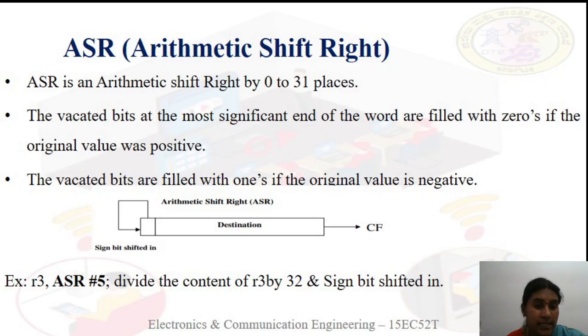That is indicated by this diagram. You have to shift this to the right. The bit 0 is moved to the carry, and bit 31 is moved to the next bit, that is bit 30. Bit 31 is nothing but the sign bit. Whatever sign bit you had earlier is moved continuously like this. Consider this example, R3, ASR #5. This is nothing but arithmetically shifting right the R3 content by 5 times.